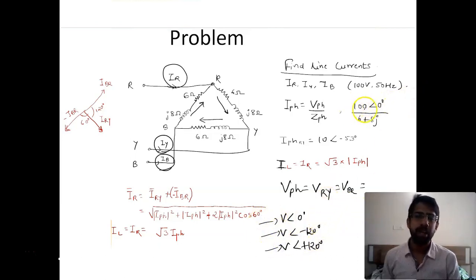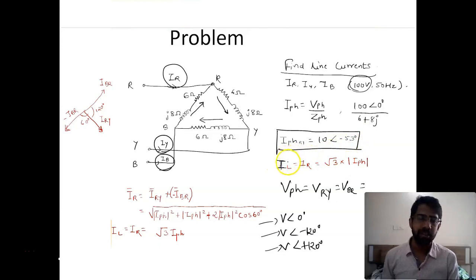So we will take any phase voltage, say 100, because the voltage is given as 100. We'll write 100 angle 0 divided by the load 6 plus 8j. If you solve this, you get IPH is equal to 10 is the magnitude and minus 53 degrees of angle. Now the interesting part to see is IRY and IBR are the phase currents. Because the magnitudes of voltages across the load and the loads are equal, all the phase currents will be equal. While solving this nodal analysis, we take IRY and IBR as equal to IPH.